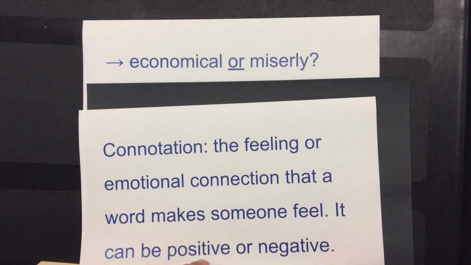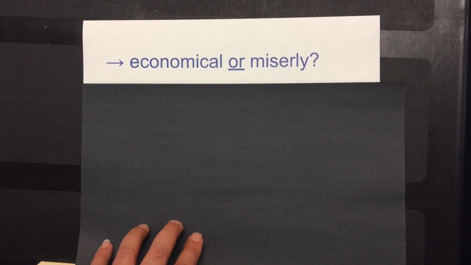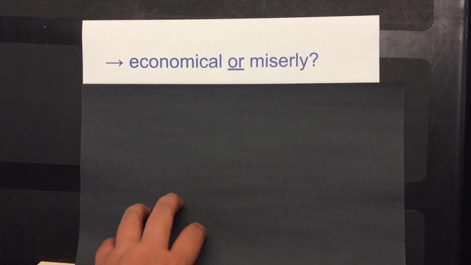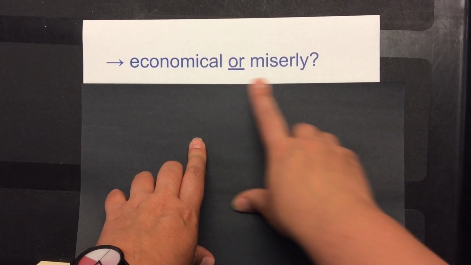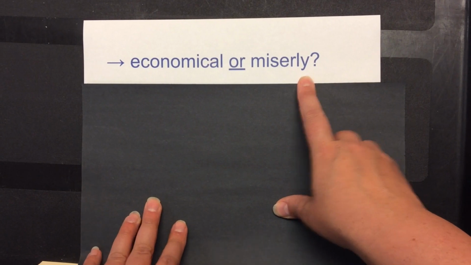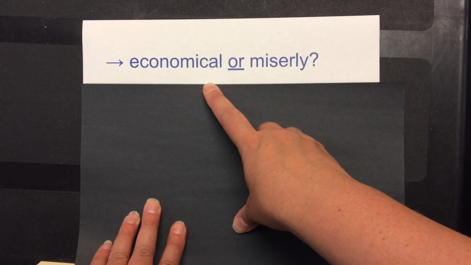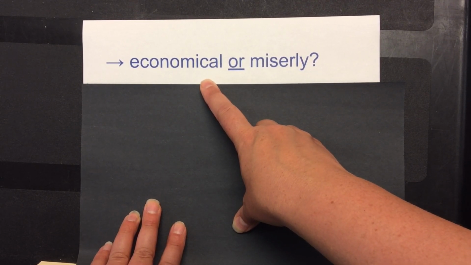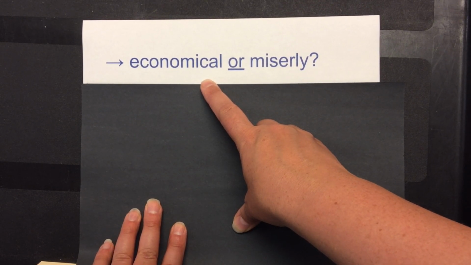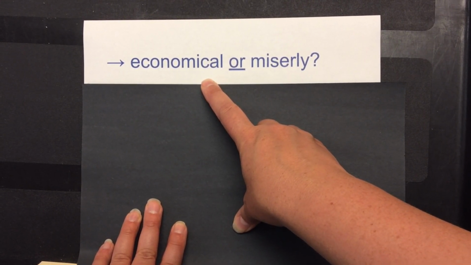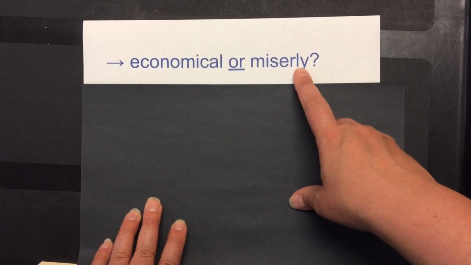Here are the words economical and miserly. So both of them have a pretty similar denotation, a pretty similar definition. They both can mean that you don't spend a lot of money. But would you rather be called economical or miserly? So for example, if I say that you are a very economical person, it means that you're not spending a lot of money, but it has a very positive connotation in that you care about your finances, you don't want to spend more money than you have, and it's very positive, or at the very least, it's neutral.